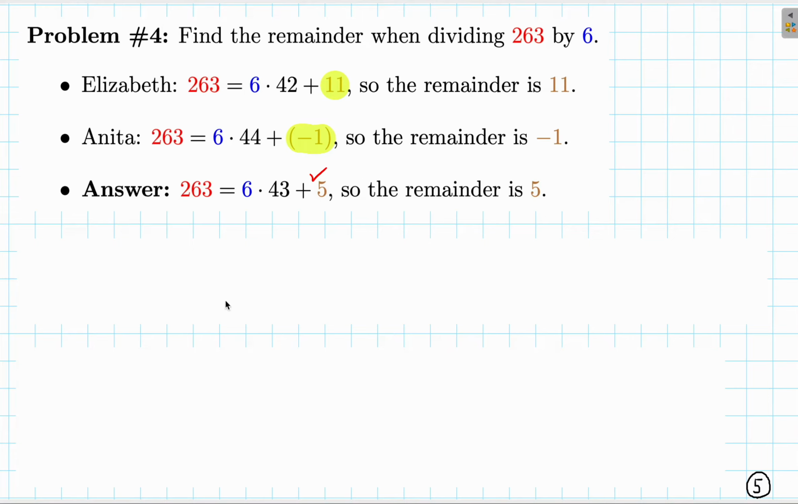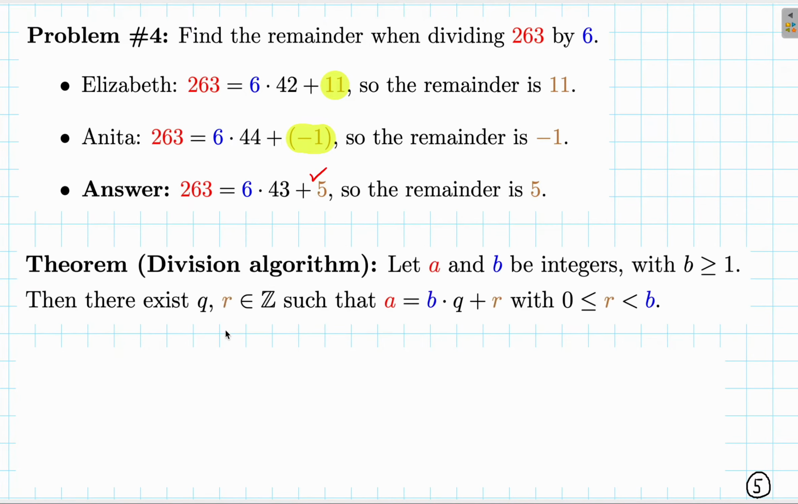And so here's a theorem that generalizes this particular example, and it's typically called the division algorithm with the integers. And so we'll let a and b be integers. If you like, think of a as 263 and think of b as 6. And we'll assume that b is positive. And we're going to talk about remainder when we divide a by b. And so the theorem says if we have the integers a and b, with b being positive, then there exists a pair of integers q and r, q for quotient, r for remainder, such that a is equal to b times q plus r.